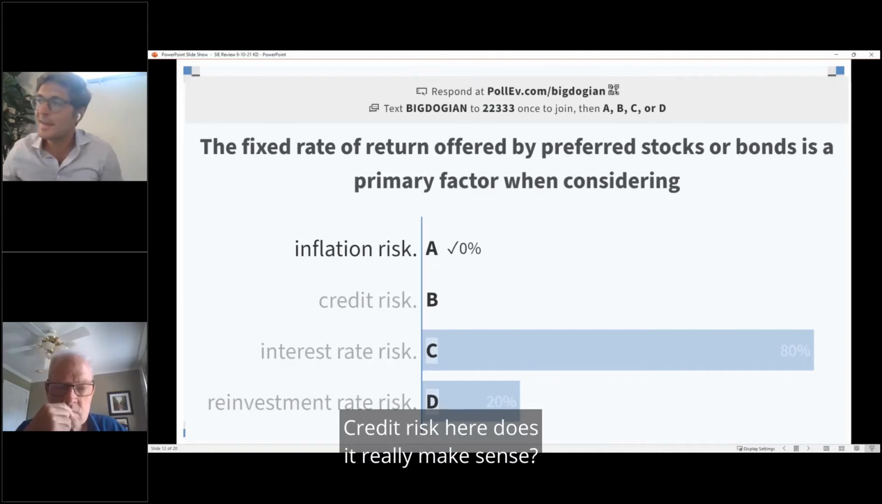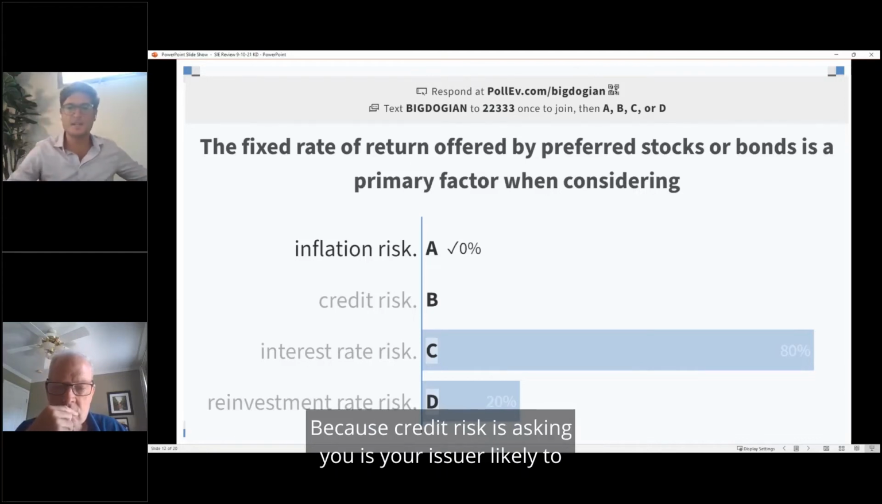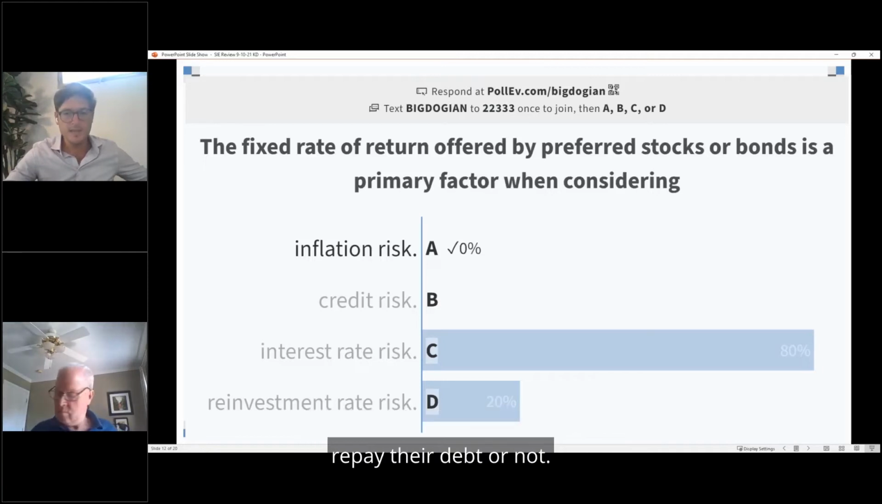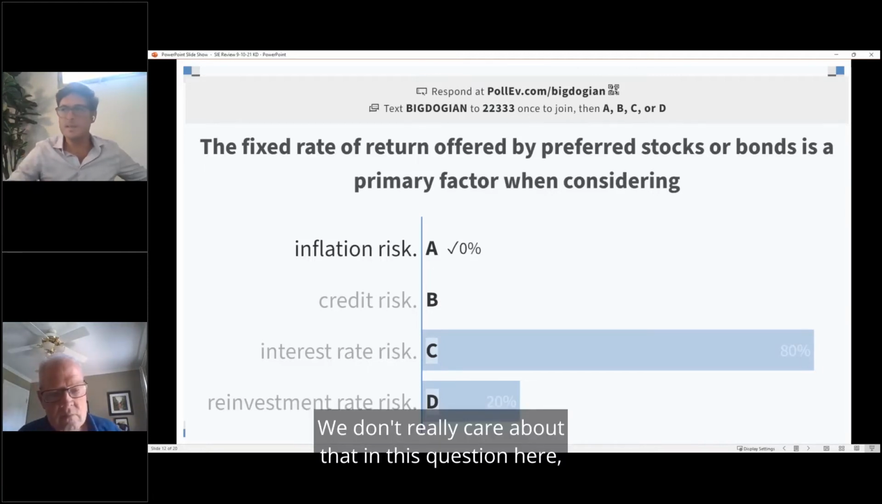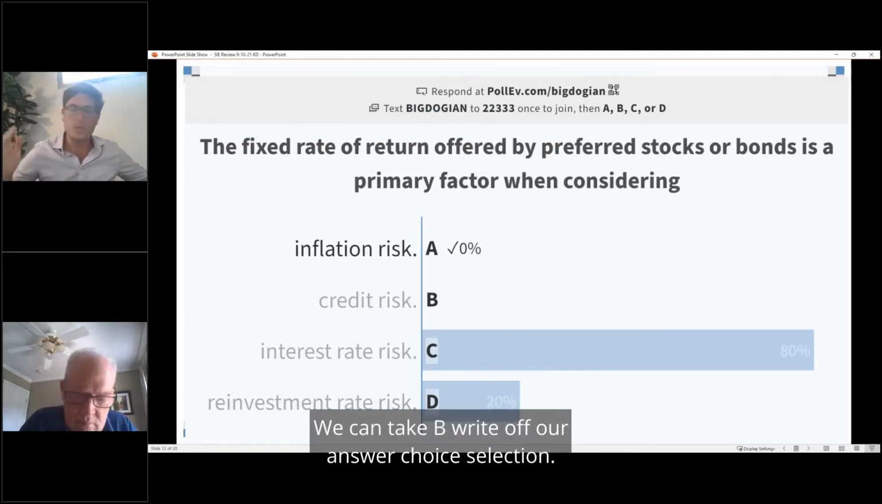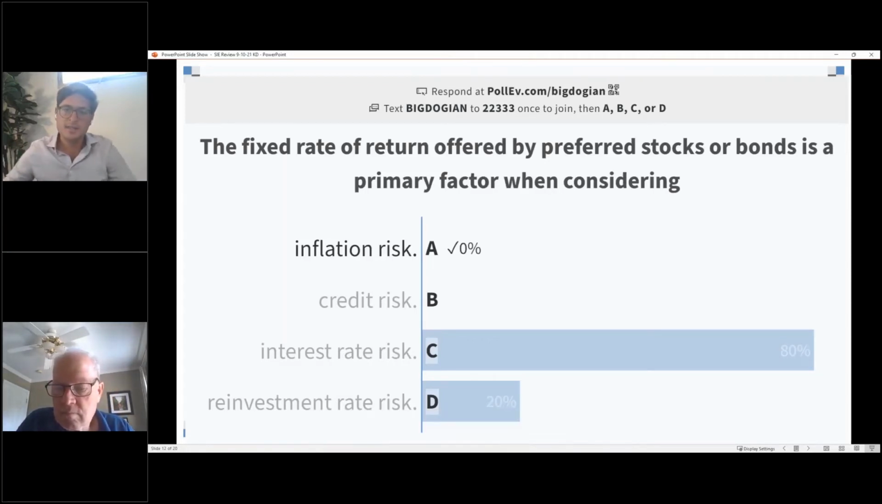Credit risk here doesn't really make sense because credit risk is asking you, is an issuer likely to repay their debt or not? We don't really care about that in this question here. It's not asking us about creditworthiness, whether or not we're going to get repaid. We can take B right off our answer choice selection.